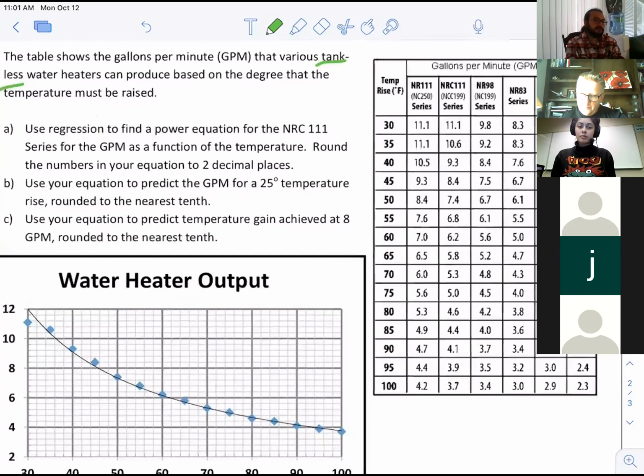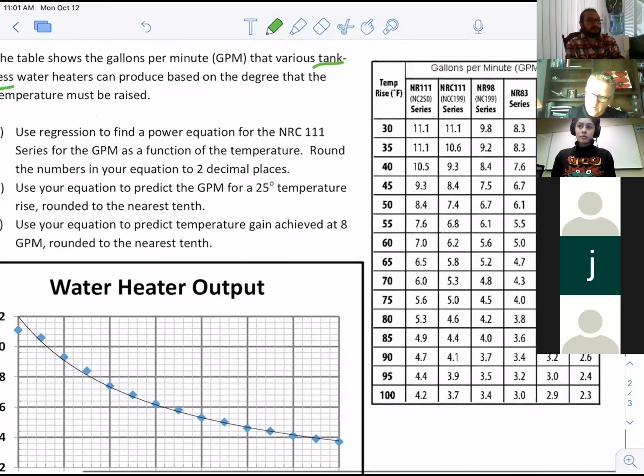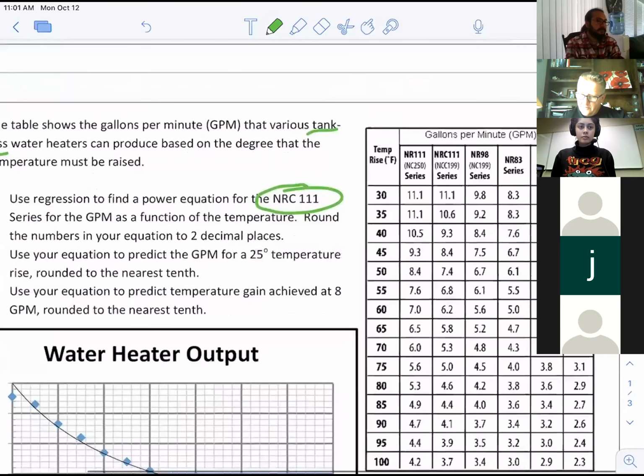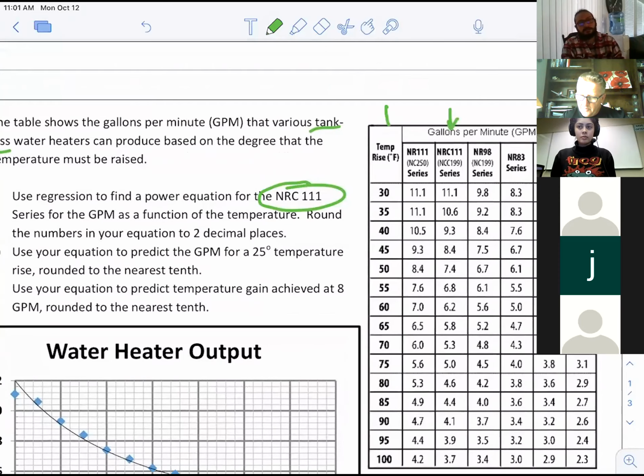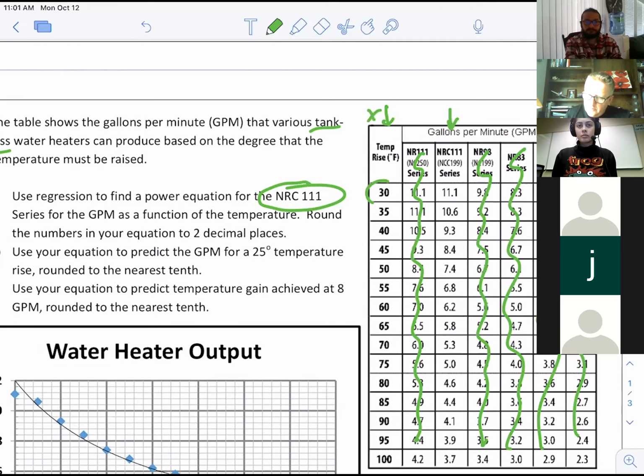But take a look at this chart. Specifically, we're going to look at one of the models that this chart pertains to, and that's this one. So in a sense, we're ignoring all the rest of this stuff, which helps because I'm confused by piles of numbers. What is this saying then? If you look at that, this is saying temperature rise. This is your X. The temperature rise is 30 degrees. If you do that, then this tankless water heater will put out 11.1 gallons per minute.